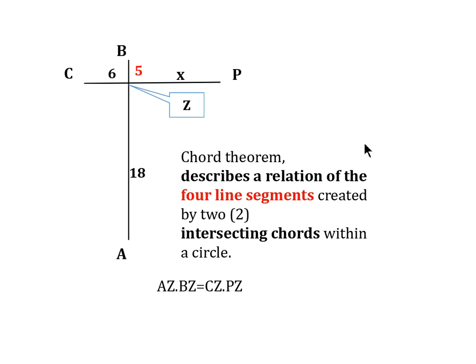By the definition, AZ multiplied by BZ, it means A to Z multiplied by BZ. This chord will be split and they will be in a multiplication relation, equal to the other chord, CZ multiplied by PZ, right? Right now, put in the values. So AZ is 18, BZ, B to Z is 5, equals CZ 6 and P to Z is x. So the value of x will be 15.